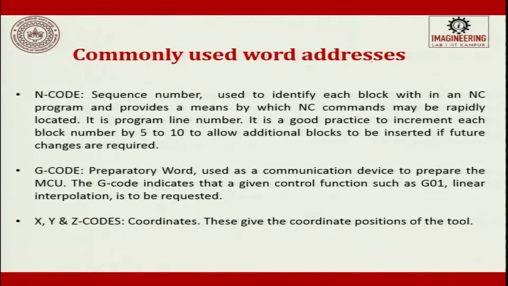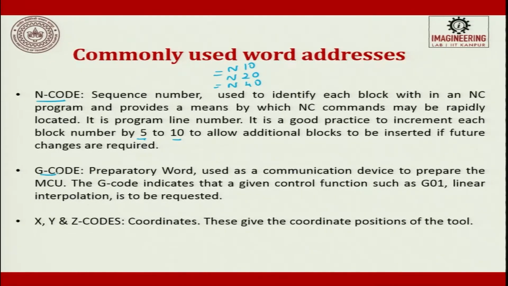Commonly used word addresses: first is N. N is the sequence number used to identify each block within an NC program and provides a means by which an NC command may be rapidly located. For example, N10, N20, N40. N is nothing but the program line number. It is a good practice to increment each block number by 5 or 10, so that in case you want to make some additions, they can be easily inserted in between those lines.